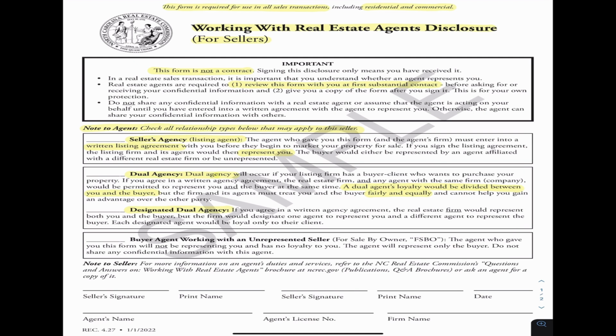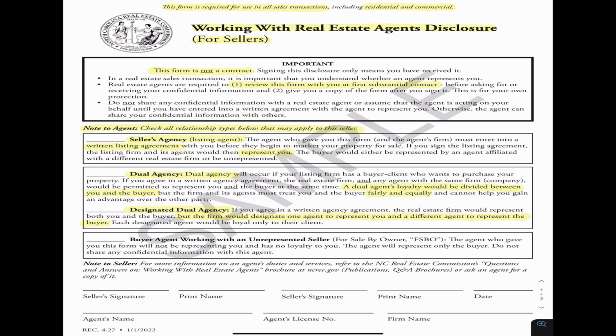Third section, designated dual agency. This is still dual agency. In other words, the buyer and the seller would be both represented by the same firm, but with designated dual agency, each party has a designated agent specifically assigned to represent their individual interest in the transaction. To state it another way, it would be as if the two agents worked at two different firms for that specific transaction.